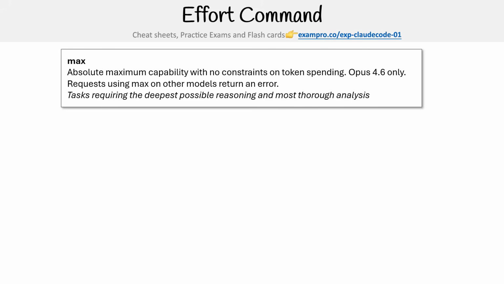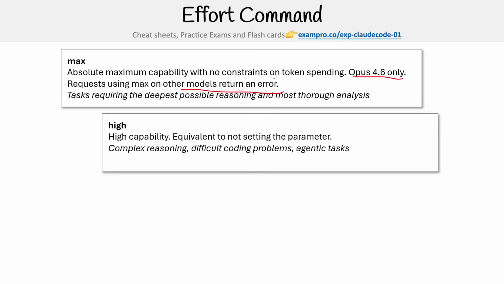So the first is max. So this is the absolute maximum capability with no constraints on token spending, and it's Opus 4.6 only. So requests using max on other models will return an error. That will be something we'll test for. Tasks requiring the deepest possible reasoning and most thorough analysis. We have high. So it's very capable, equivalent to not setting the parameter. So that makes it sound like this is the default, which is strange because I keep seeing medium where I haven't fiddled with this setting before. So I'm not sure what they're saying here when clearly I'm seeing medium.